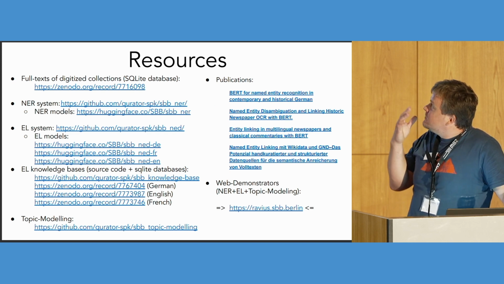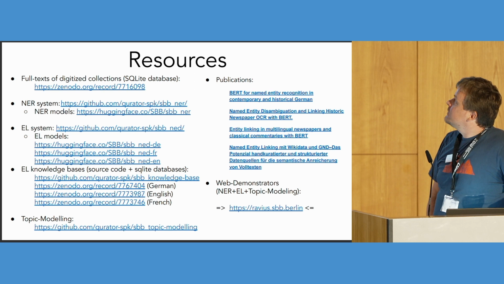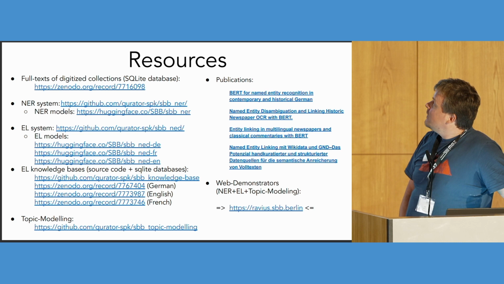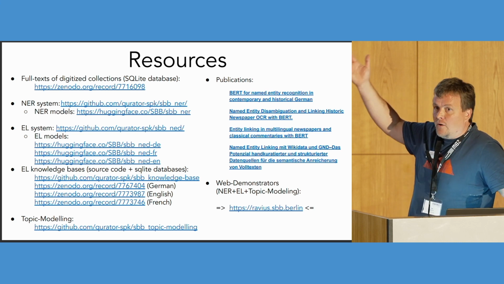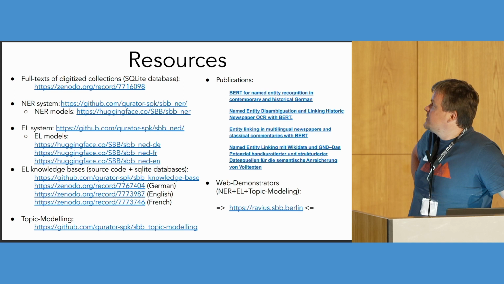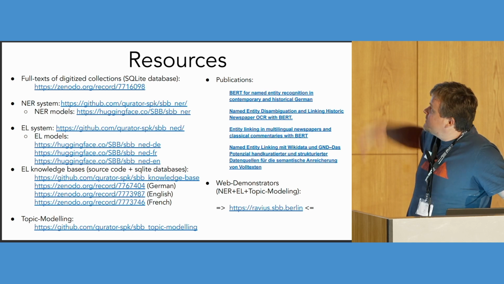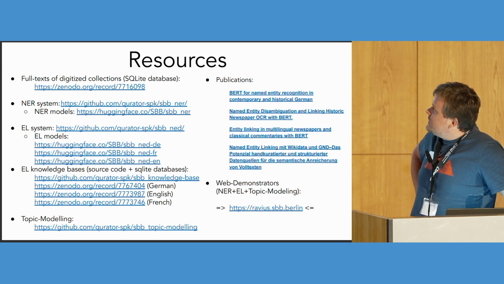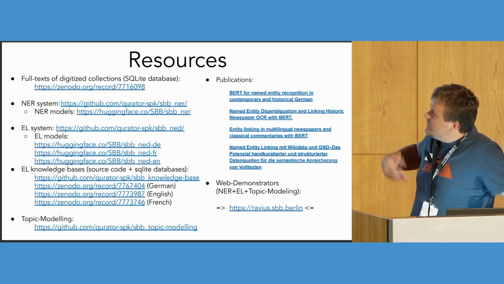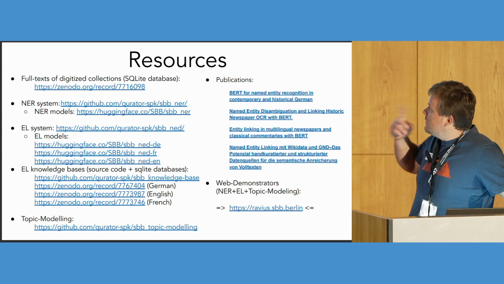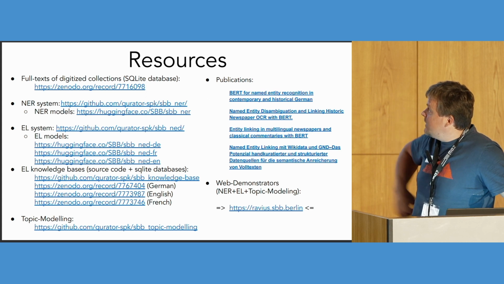Finally, I would like to give a hint about many resources we put online. On the one hand, we have all the full text of the digitized collections as a SQLite database on Zenodo. We have the source code of the named entity recognition system at GitHub. We have the named entity recognition models at Hugging Face. We have the entity linking source at GitHub and the corresponding models at Hugging Face.